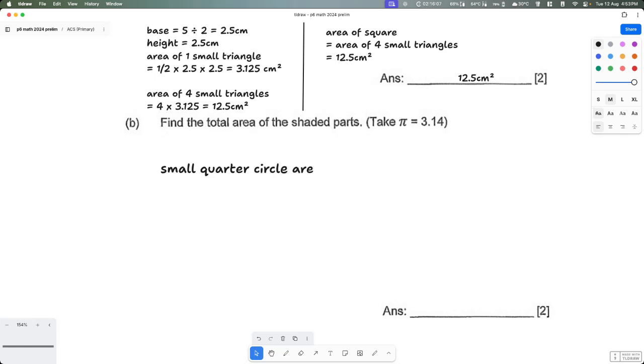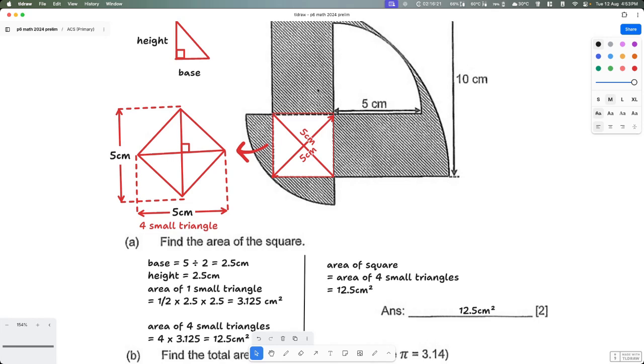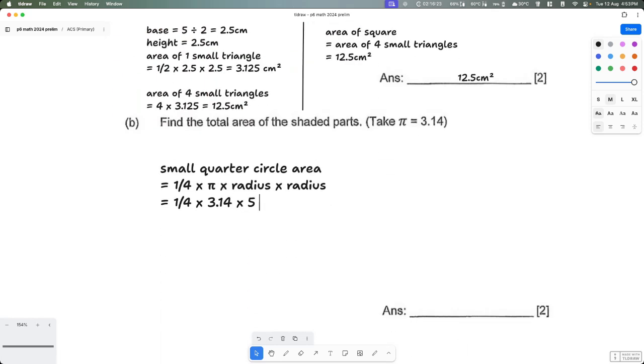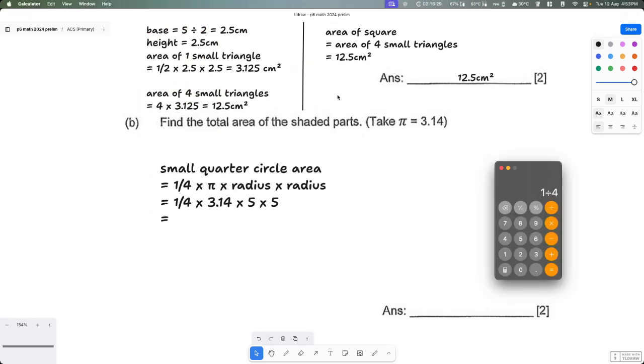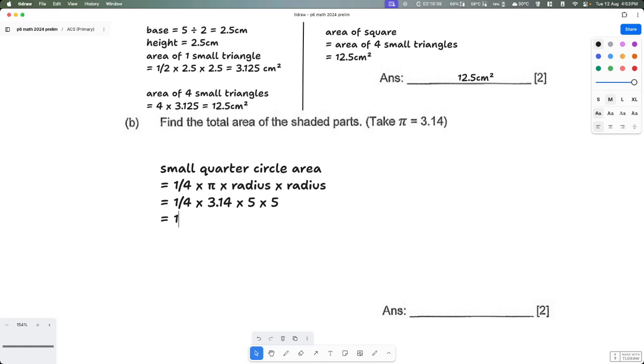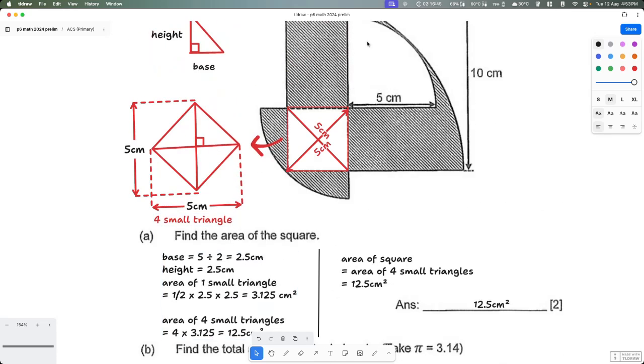Area is equal to 1/4 times pi times radius times radius. In this case, pi is 3.14, and the radius for this is 5 centimeters, so times 5 times 5. Let's use our calculator: 1 divided by 4 multiplied by 3.14 times 5 times 5. This is 19.625 centimeters square. So this is a small one.